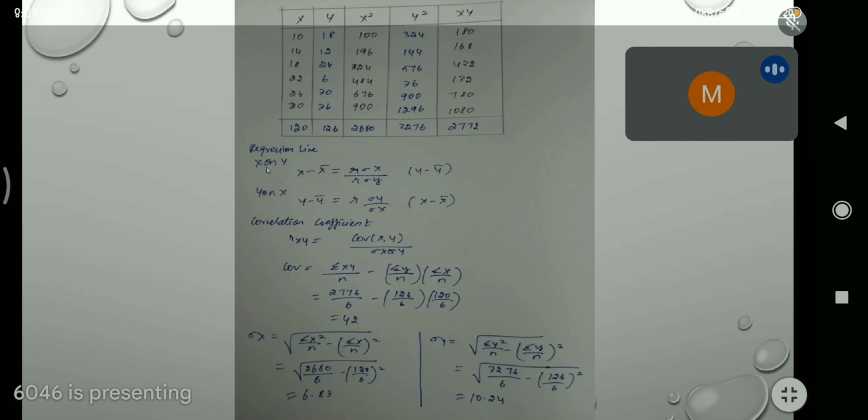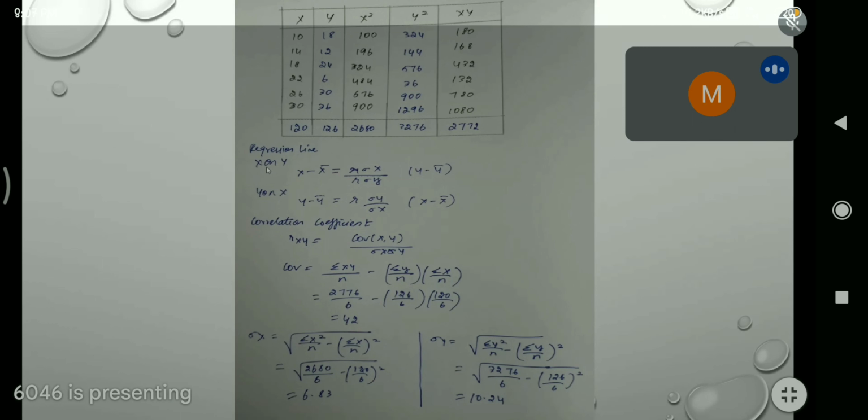From the given values of x and y, we have to find the summation of x, y, the summation of x square, y square, and the summation of xy. To find the correlation coefficient, rho xy equals covariance of x, y divided by sigma x sigma y. Covariance of x, y is nothing but summation of xy by n. Here n is 6, and substituting the values we get the covariance as 42.